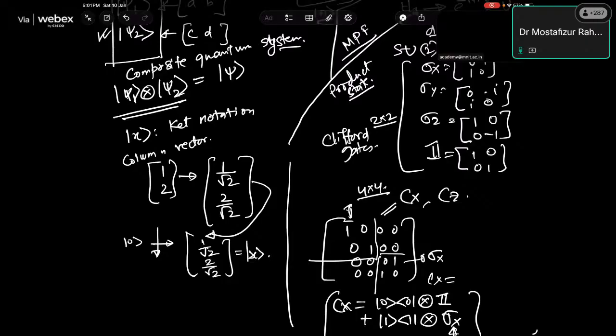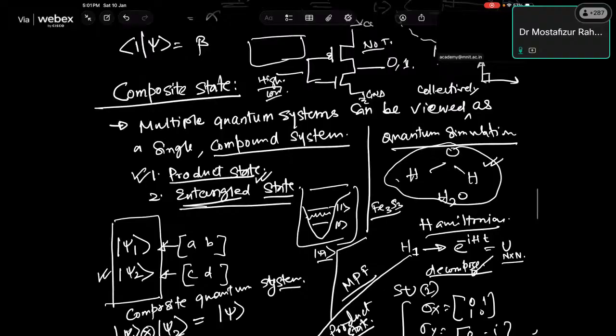So with these very basic things, I'm just giving a 5 minutes break. We'll come back and we'll study the entangled state in detail, and slowly we'll see their implications.